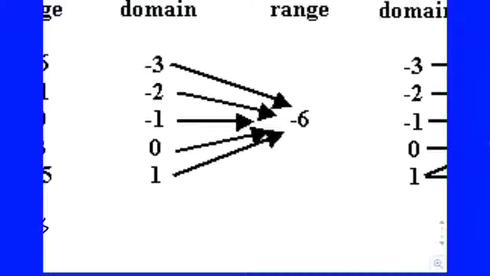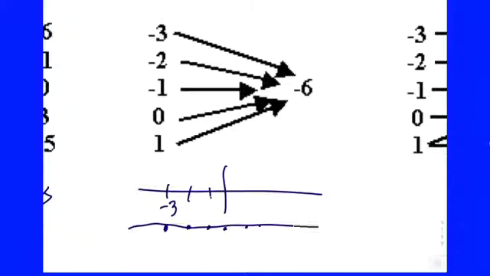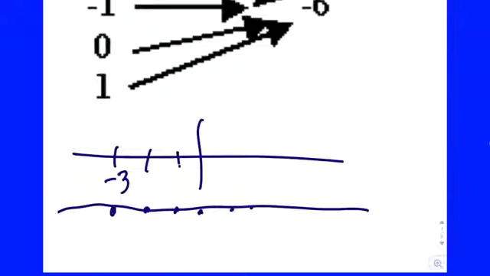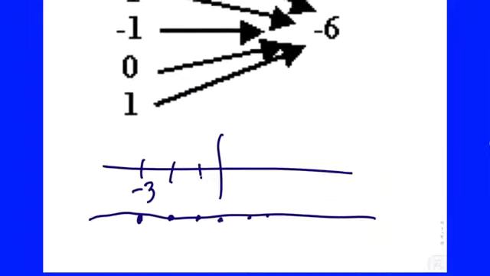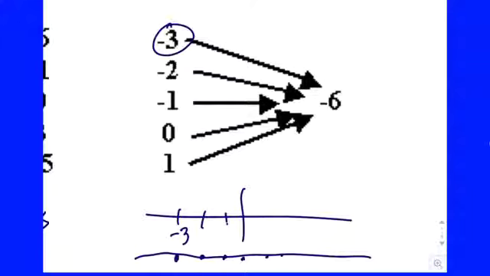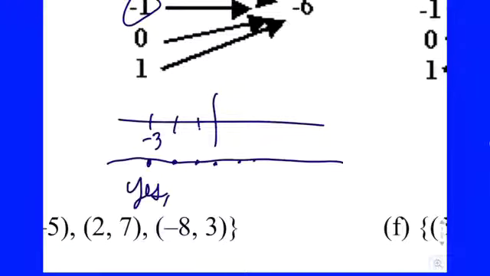Is this a function? -3 goes to -6, -2 goes to -6. What if you were to plot those points? -3, -6, -2, -6, -1, -6, 0, -6. And you connected those dots. What would it be? A line. Is a horizontal line a function from your experience? It is. It is a function. See, the x values are not repeating. Every x value goes to the same y value. So this is a function. Yes. No repeated x values.